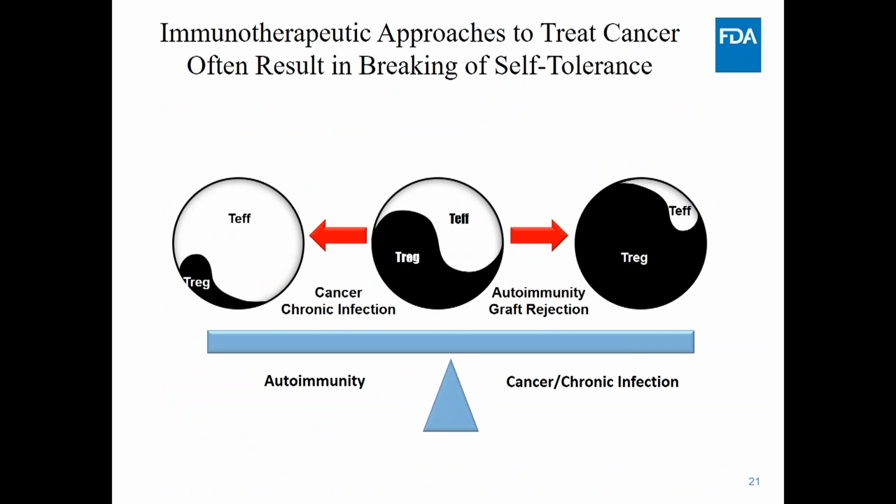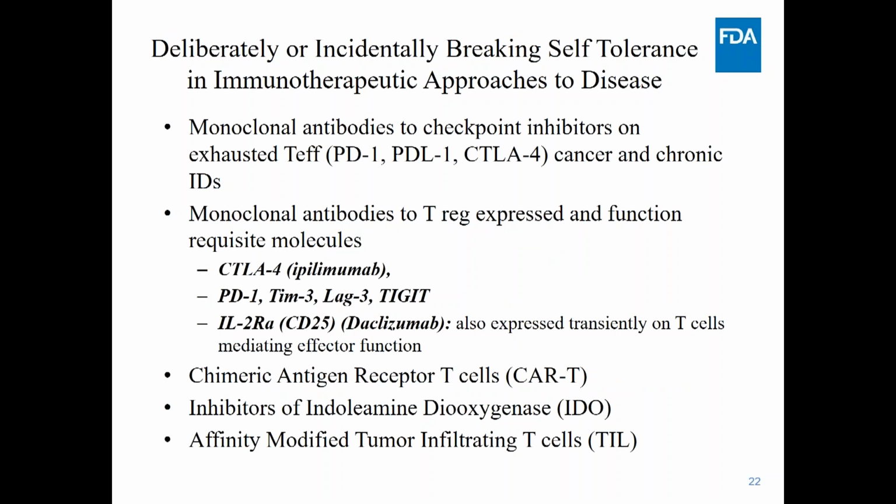So, okay, I'd like to switch now to the opposing aspect of manipulating the immune system, that is, to treat cancer and chronic infection by maximizing T effector cells and minimizing regulatory T cells. And of course, there's a number of modalities here: monoclonal antibodies to checkpoint inhibitors, chimeric antigen receptor T cells, inhibitors of indoleamine dioxygenase, and affinity-modified tumor-infiltrating T cells.